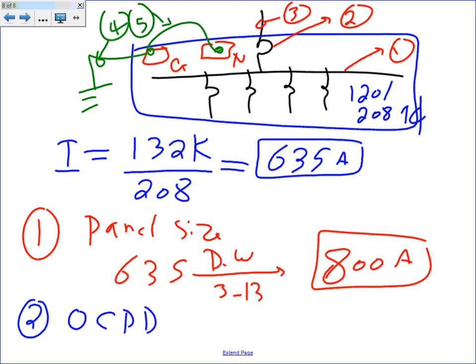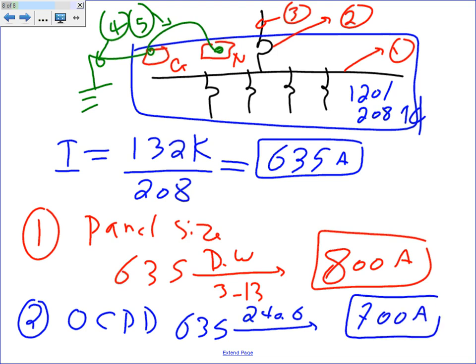The same number, guys, which is 635. Take it to 240.6, that will give me 700 amp. That's a difference, huh? 700 amp. That's it. 700 amp service. Any questions, guys?